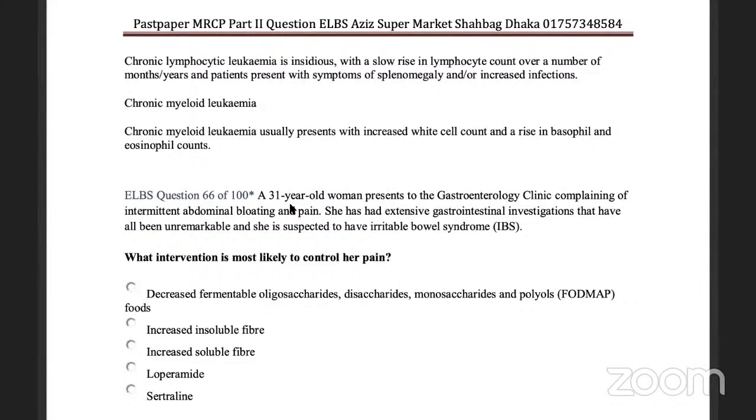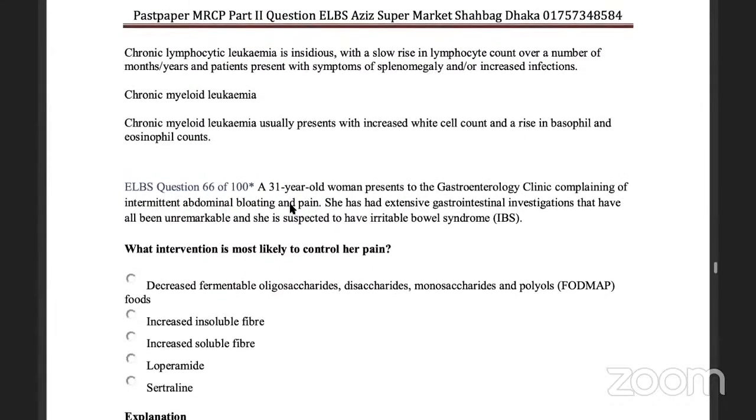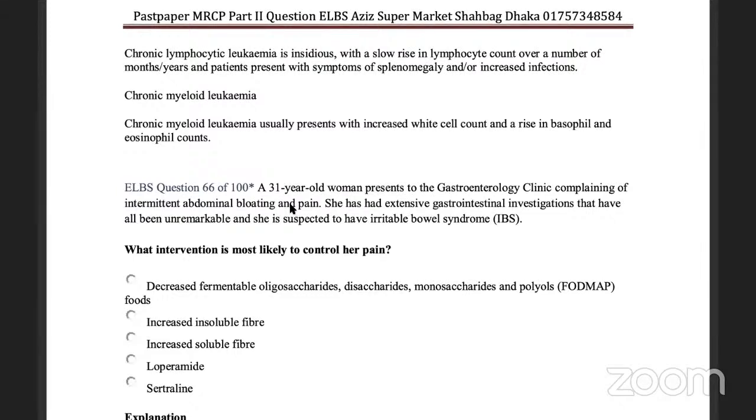What intervention is the most likely to control her pain? A 31-year-old woman has presented to the gastroenterology clinic complaining of intermittent abdominal bloating and pain, and she has had extensive gastrointestinal investigations that have all been unremarkable. She is suspected of IBS. So abdominal pain and bloating. What is the most likely to control her pain?